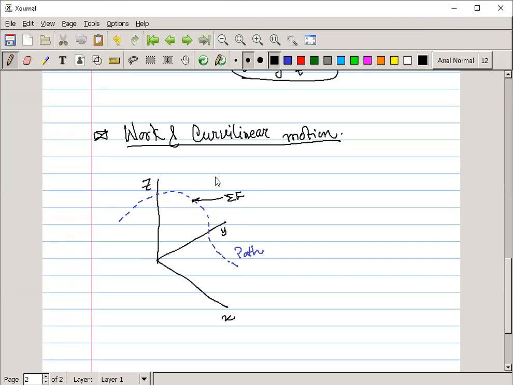We can resolve this into two components. One is along Fn, and one is the tangential component, Ft. And this position vector is denoted as r.